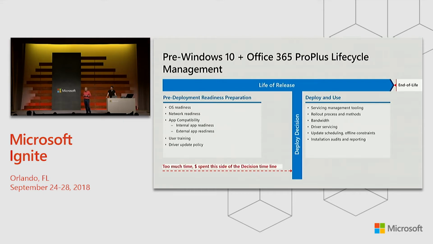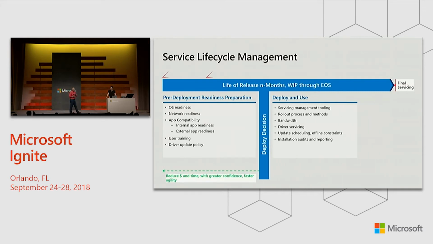The challenge in this model was that we all spent far too much time, money, and effort on the left side of that deploy decision. You spend time and money not getting value out of the software that you're trying to roll out, plus the expense of rolling it out. So the real question is, can we do a better job of moving that deploy decision sooner in the life cycle of the software so that your business partners and your end users can get the value out of the software that you're rolling out to them?